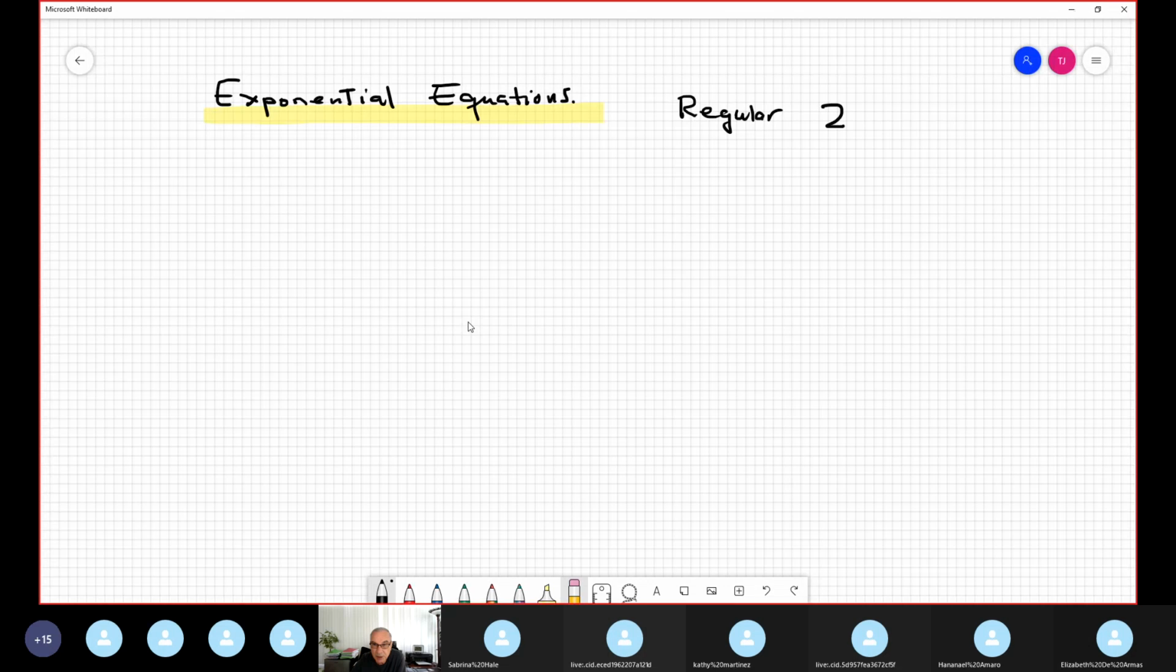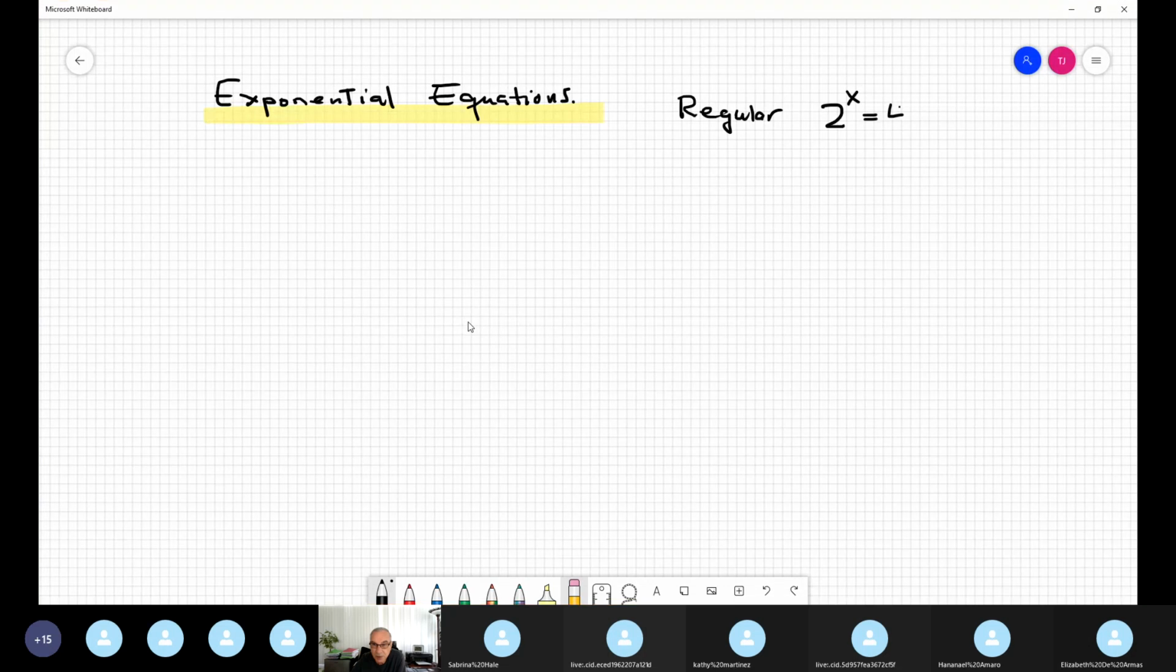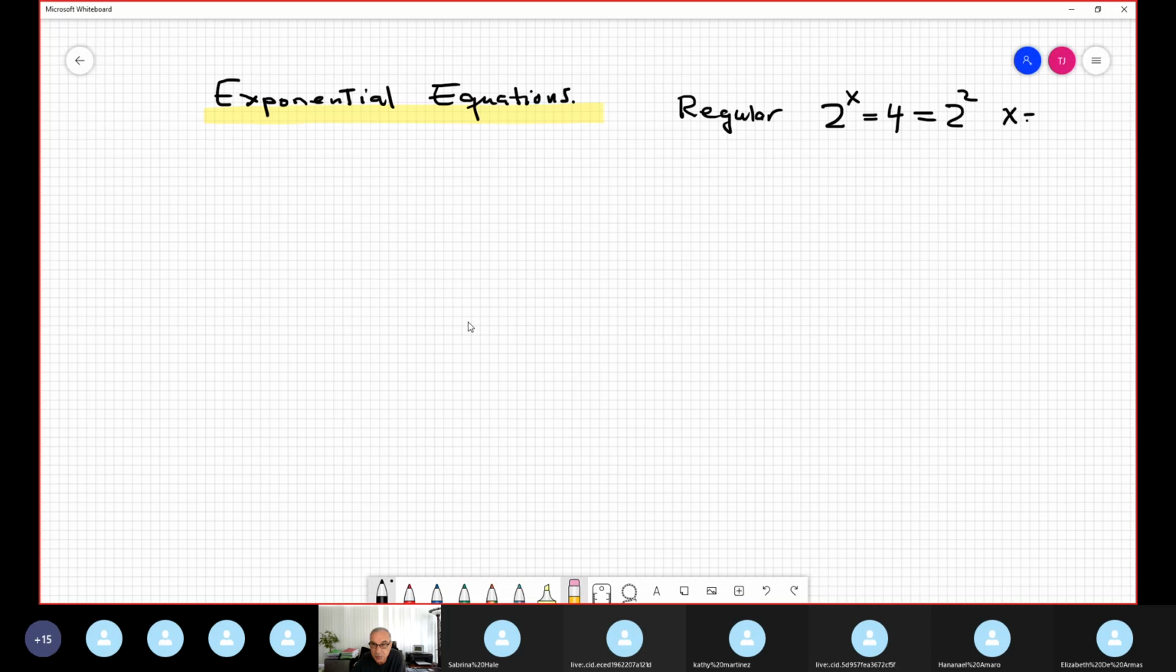The regular exponential equation is like 2^x equals 4, but I know that 4 is 2 to the second power, therefore x is 2. This is the regular one, in which you manipulate both sides in order to express them using the common base. And when you have that, the base is the same, so the exponent is the same.